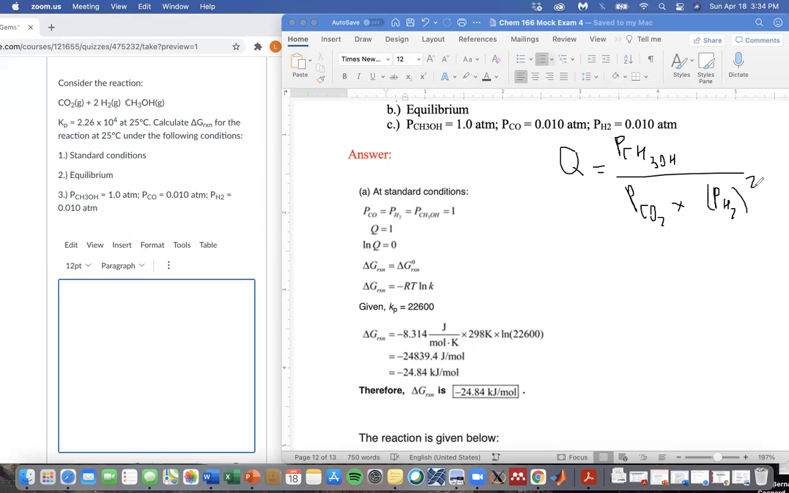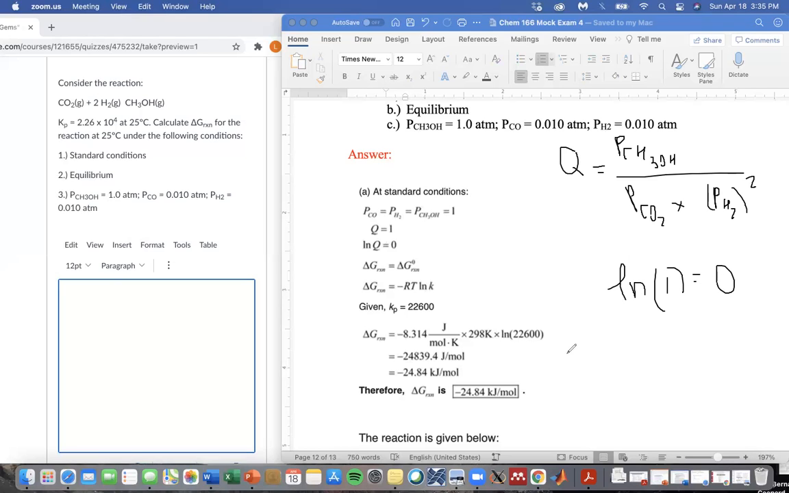But the thing is that at standard conditions, literally everything here is equal to 1. So your Q value is going to be Q equals 1 divided by 1 times 1 squared, which is just going to be 1. That's what it's saying here. And then we do ln of 1. If you ever forget it, you can always just put it in your calculator. ln of 1 equals 0.